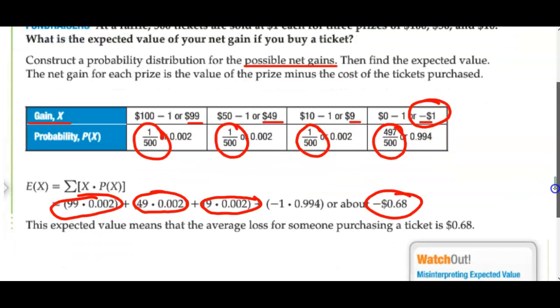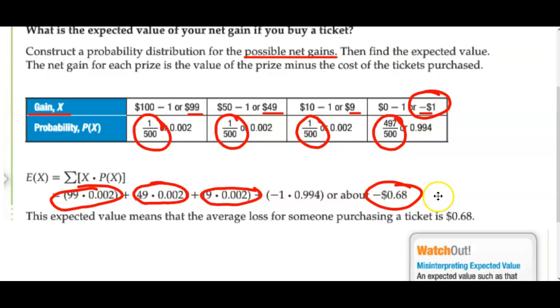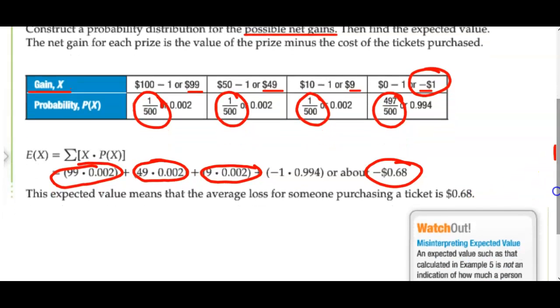Now, can anyone actually lose 68 cents on this ticket? No. But if you bought all of the tickets and averaged out your loss over each of the tickets, it would be a 68-cent loss per ticket. Now, you have to decide, is it worth it to do that? Sometimes this number will even turn out positive, in which case it's crazy not to just buy all the tickets, I guess.